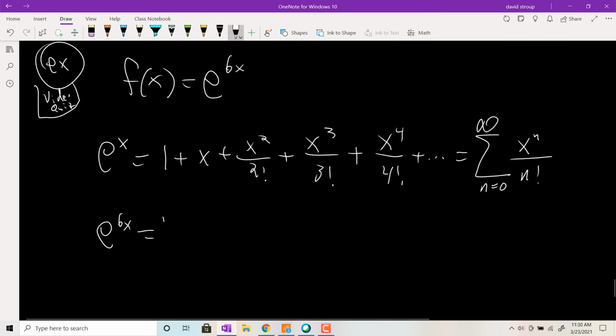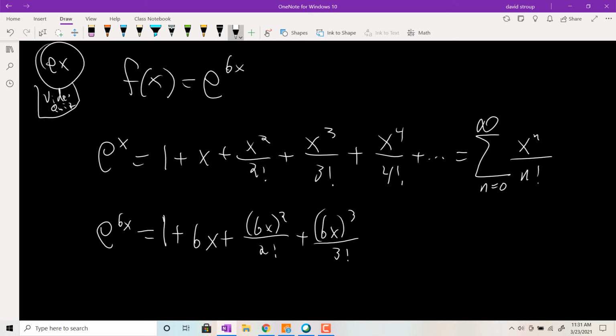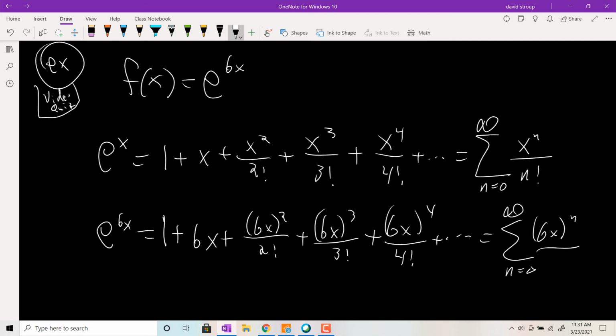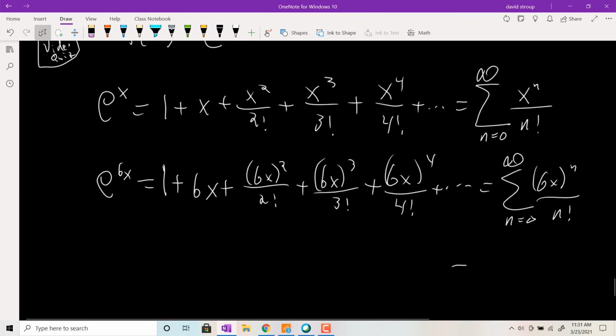So you get 1 plus 6x plus 6x squared over 2 factorial plus 6x cubed over 3 factorial. It's like, why reinvent the wheel, right? Then 6x to the 4th over 4 factorial plus dot dot dot. And then in your summation notation, that will be just put in 6x for x over n factorial, and that's pretty much it. Easy, right? And if you want to, you can rewrite that as the sum of 6 to the n times x to the n all over n factorial from n equals 0 to infinity.